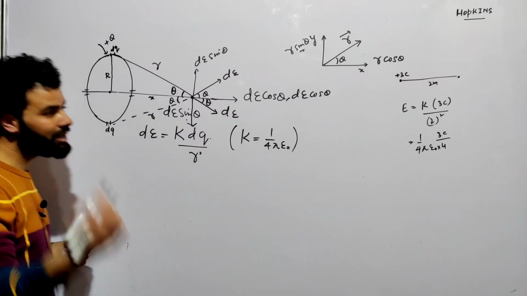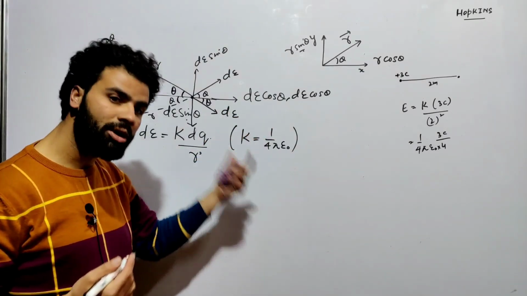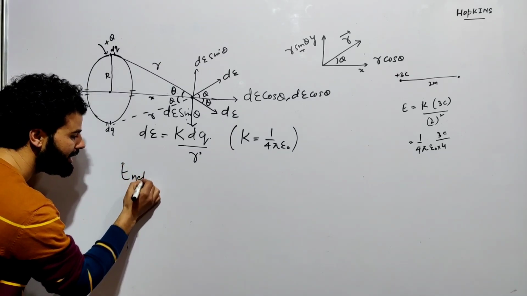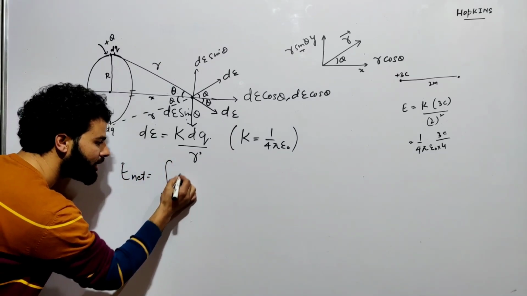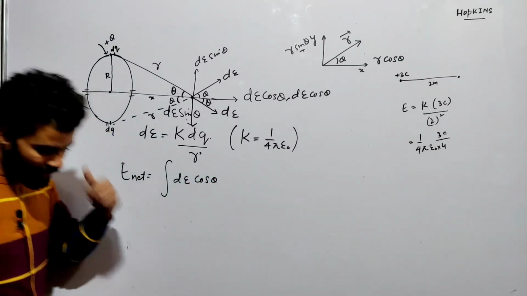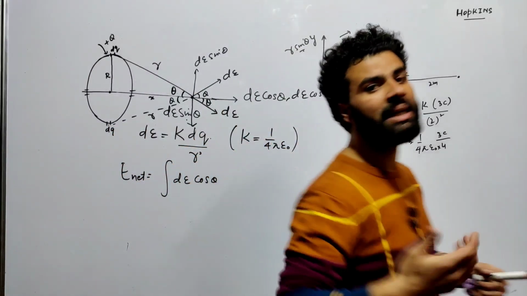You understand? So what remains? There remains only dE cos of theta. So if I need to calculate the net electric field, that would be simply the integral of dE cos of theta, because what remains is only dE cos of theta.